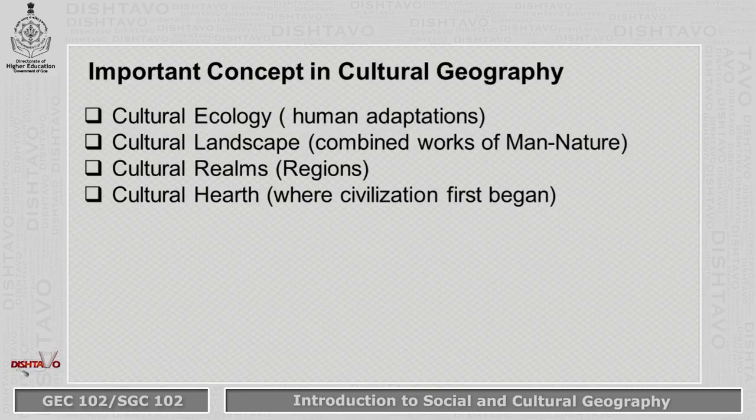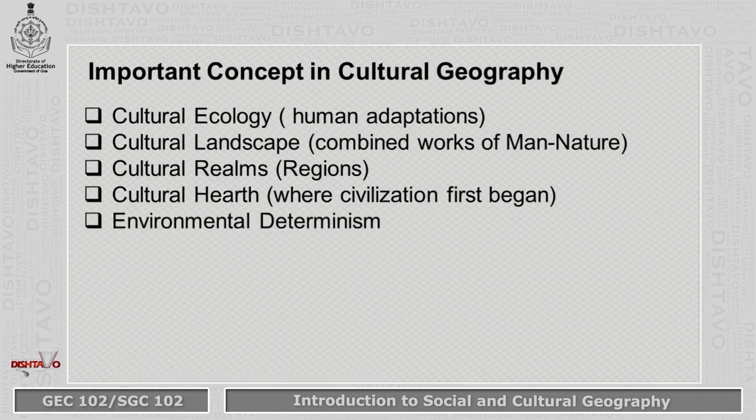Cultural hearths. The cultural hearths are those areas where civilization began for the first time. For example, you have the Indus Valley civilization, you have the Mesopotamian civilization, etc. Environmental determinism. This is another very, very powerful concept in social and cultural geography. Environmental determinism emphasizes that man is a slave of nature. So man cannot do anything on his own. He has to follow the dictates of the environment.